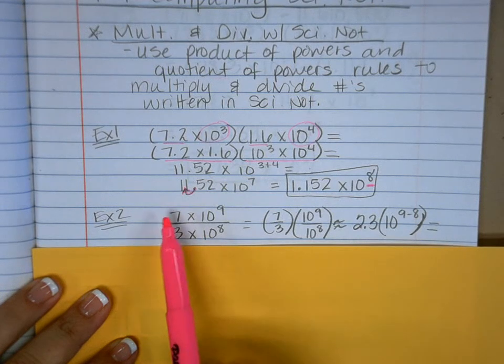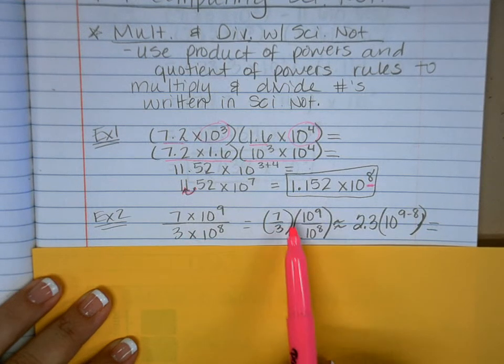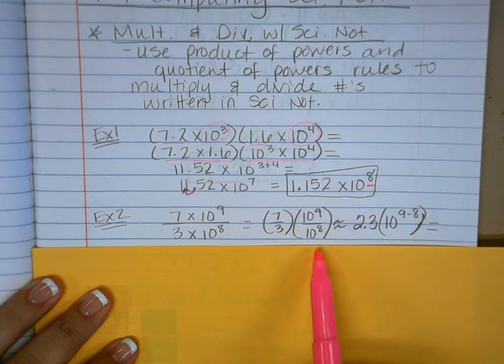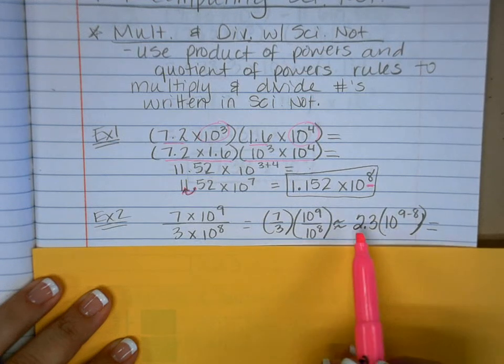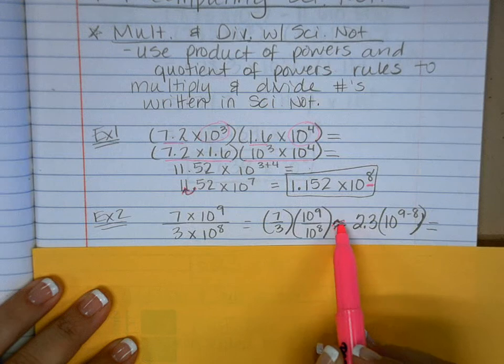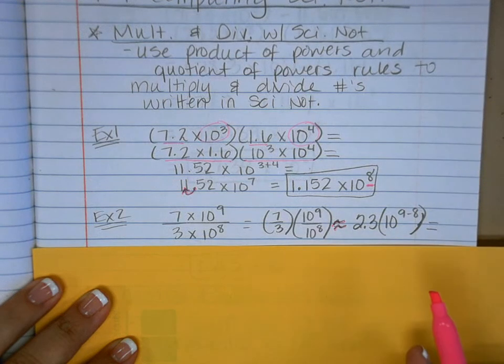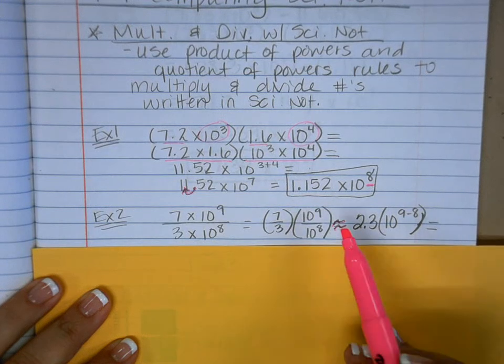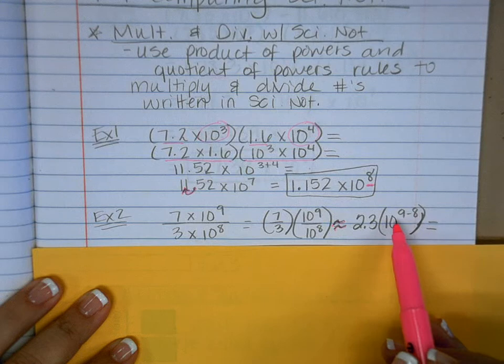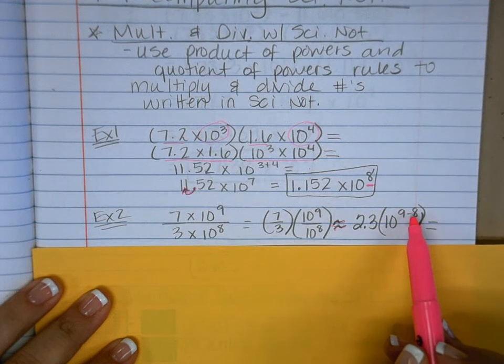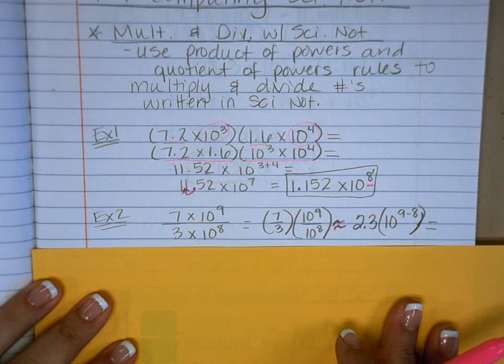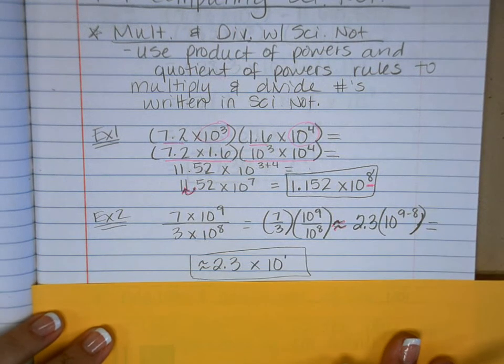So again, we separate the numbers. Do you see it, Ryan? Yeah. Okay, good. So I separate the 7/3 and separate the exponents, the tens with the exponents. And 7 divided by 3 is approximately, these little things mean approximately, 2.3. And then when you divide, remember you subtract, so that's 10 to the 9 minus 8, which is just 10 to the 1.